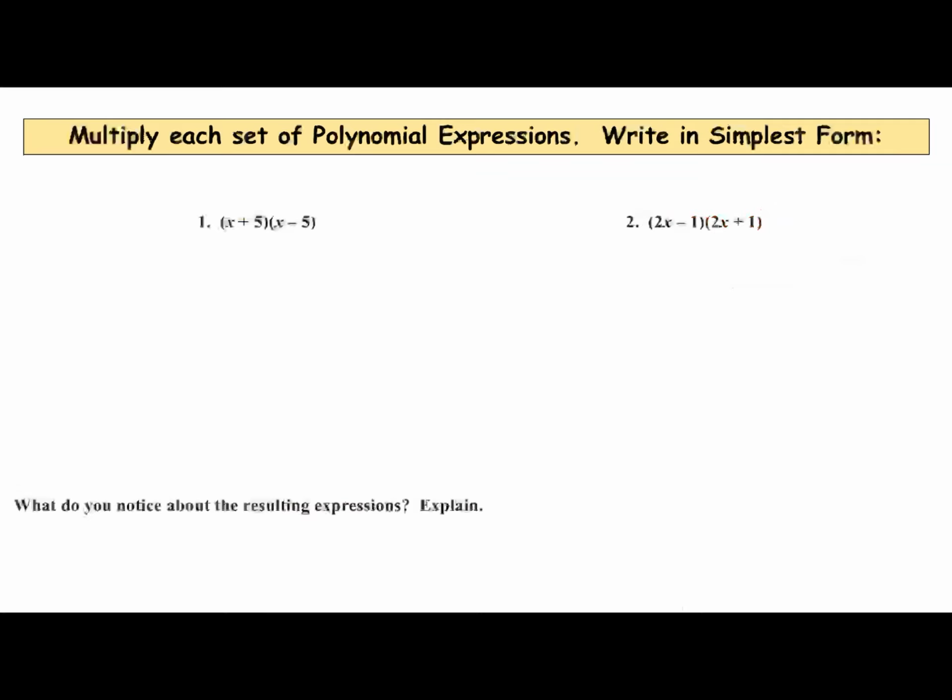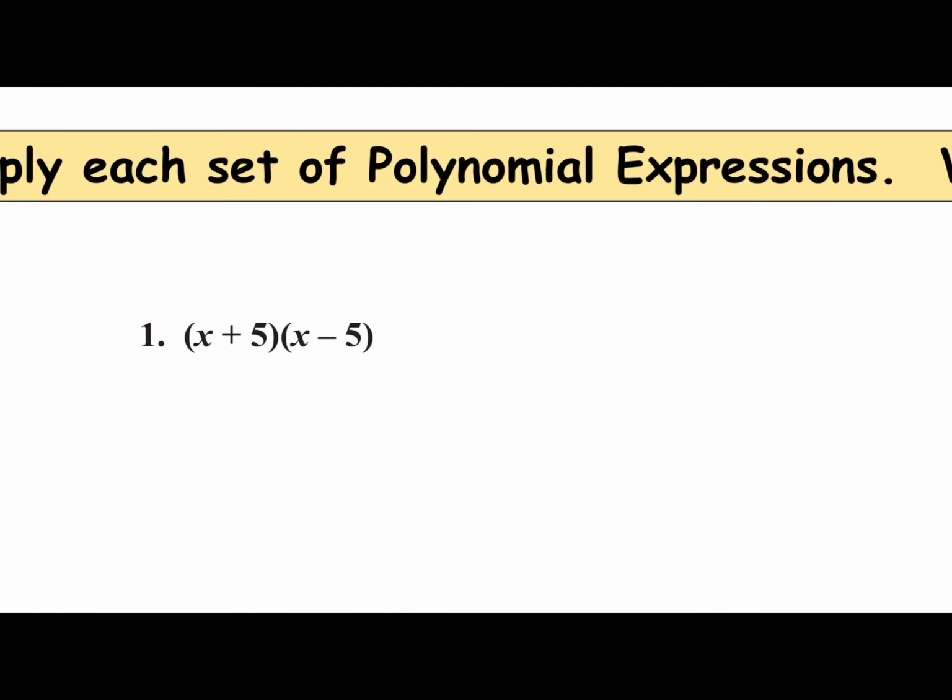Before we go into factoring using the difference of perfect squares method, let's use the opposite approach. Let's just multiply each set of polynomial expressions. We've done this before. When we multiply, we take the first term and multiply it by each term in the second set of parentheses. So x times x gives me x squared. x times negative 5 gives me negative 5x.